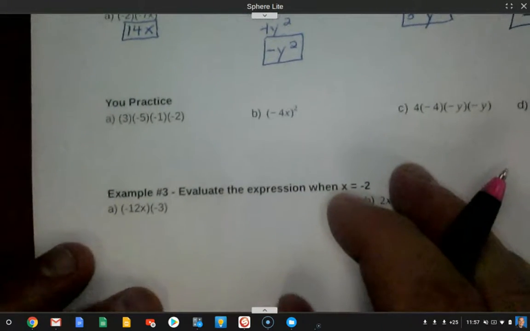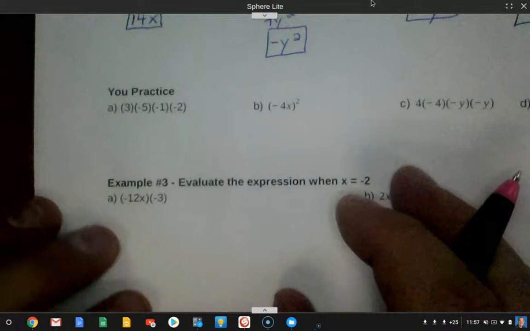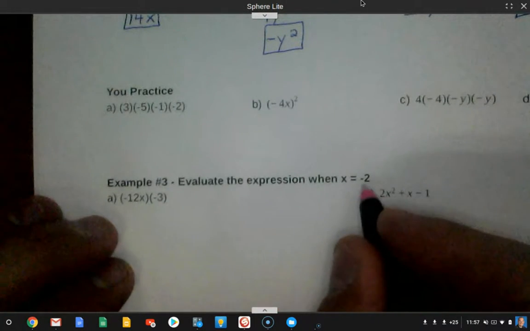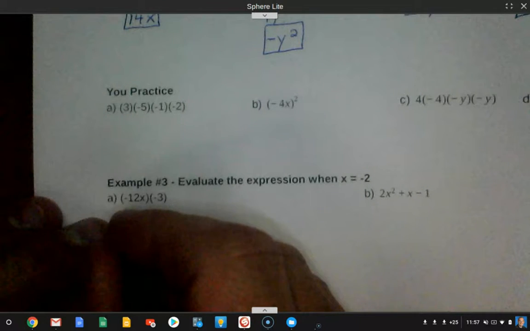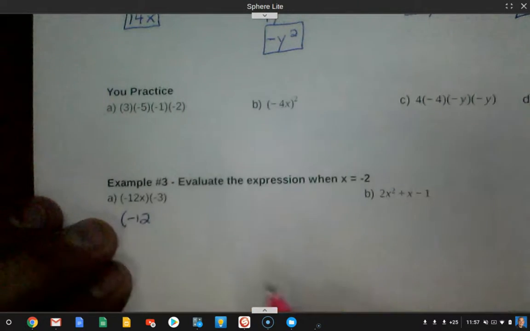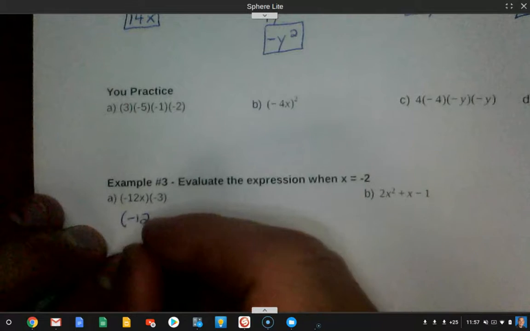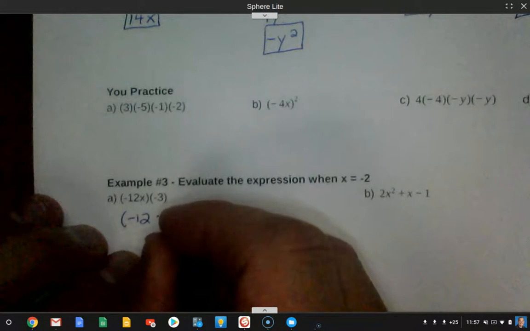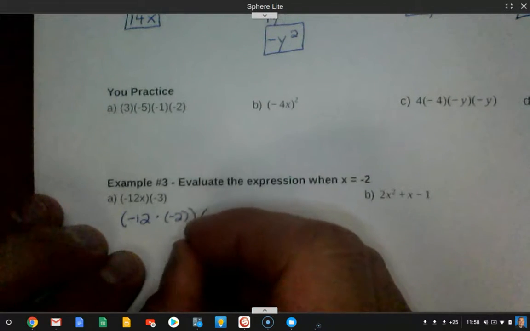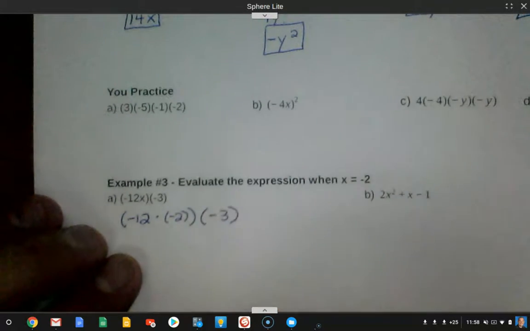All right, let's do a couple more where we have to evaluate the expression when x equals negative 2. What we're going to do is take negative 2 and plug it in for x. So it'll be negative 12 times negative 2. And then I'm going to multiply this by negative 3.